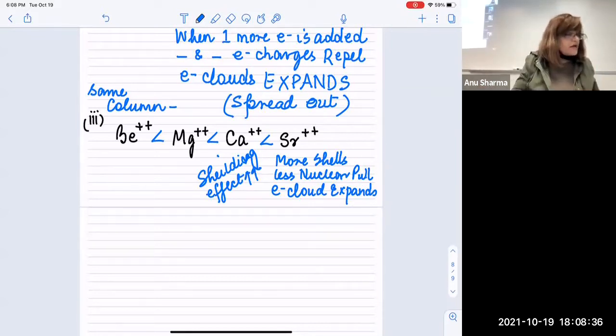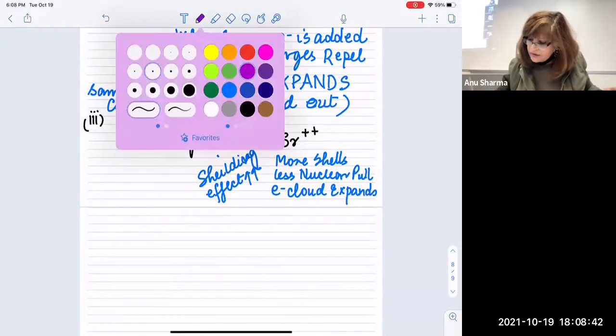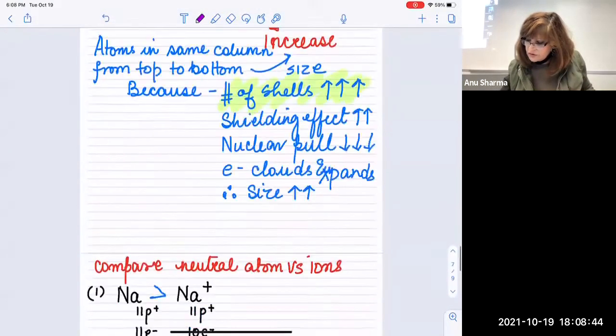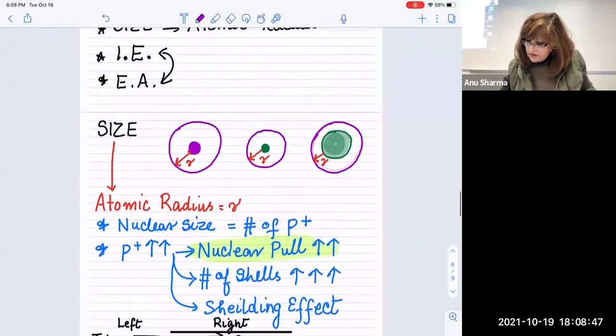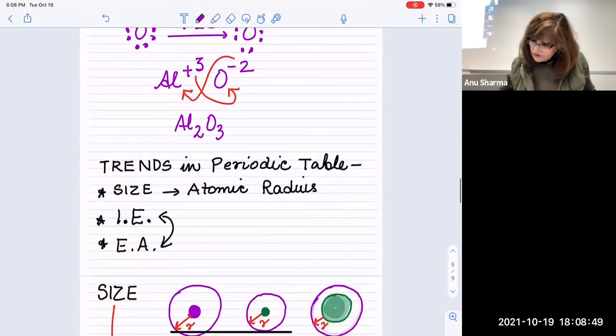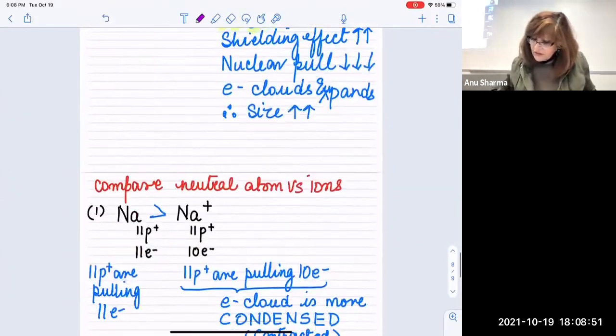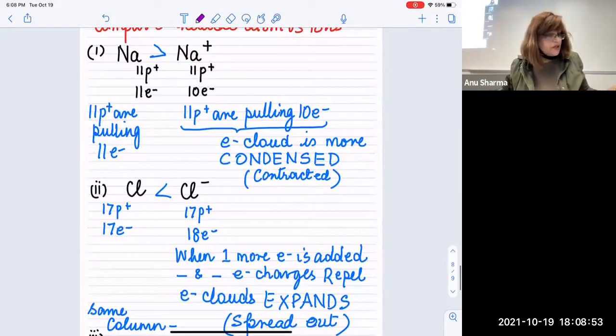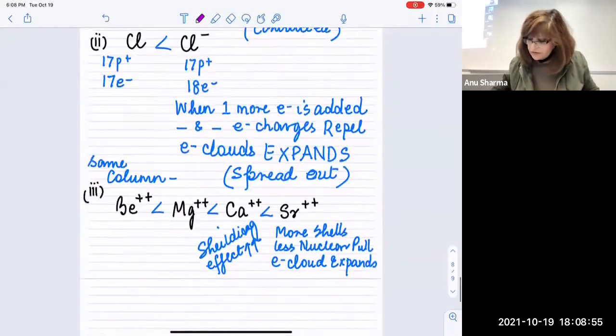Now let's look at another one, which is the ionization energy. Okay, that's another trend. So size, we're looking at the trends, size. Now let's look at the ionization energy. Now, what is ionization energy?